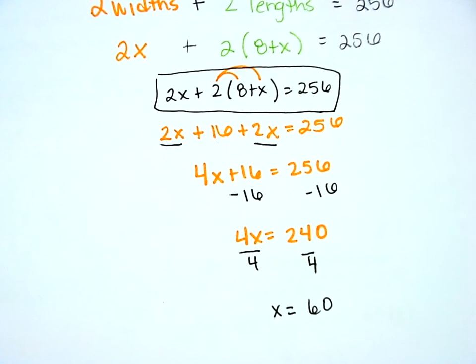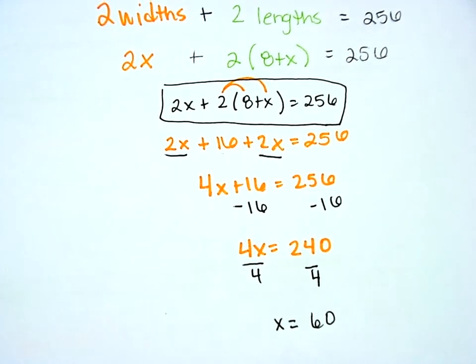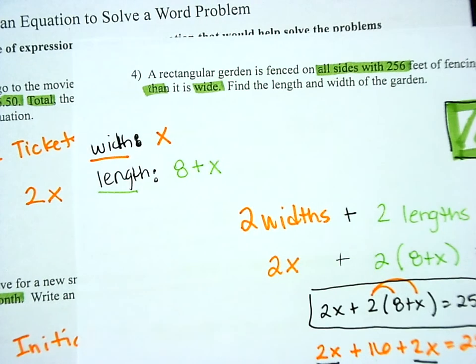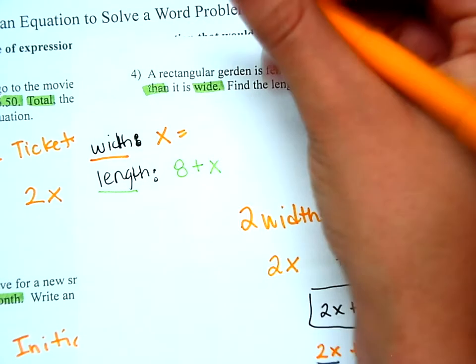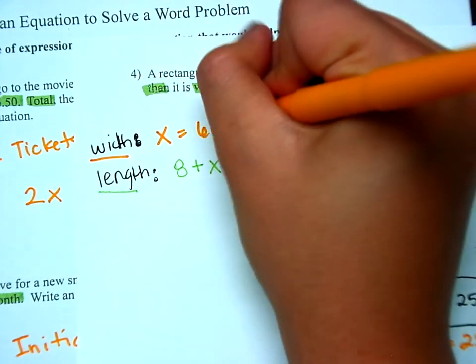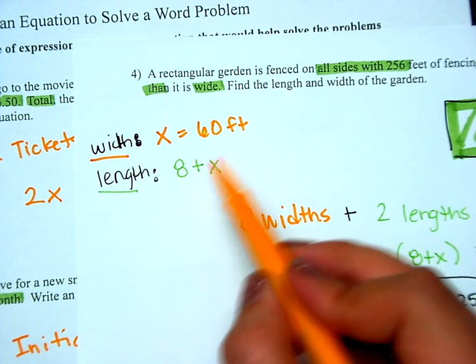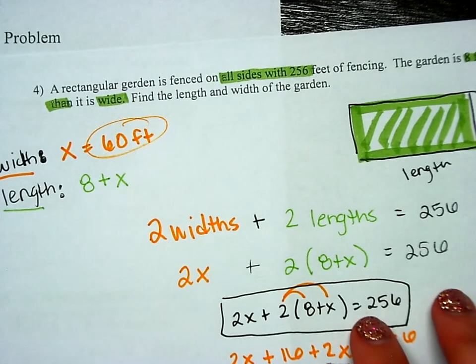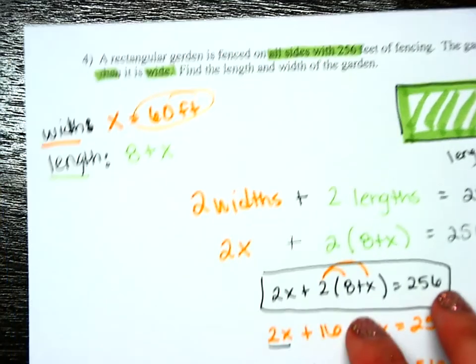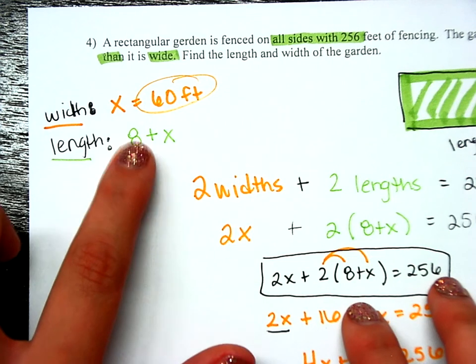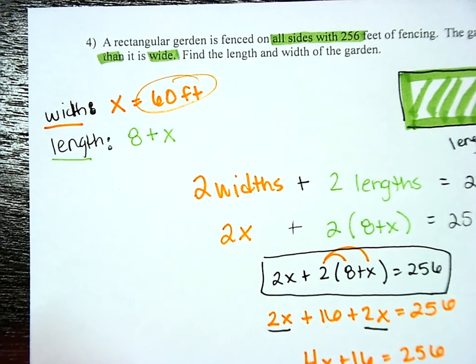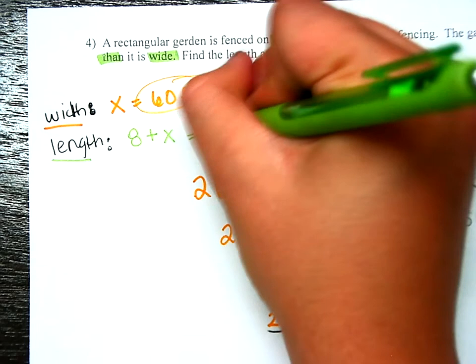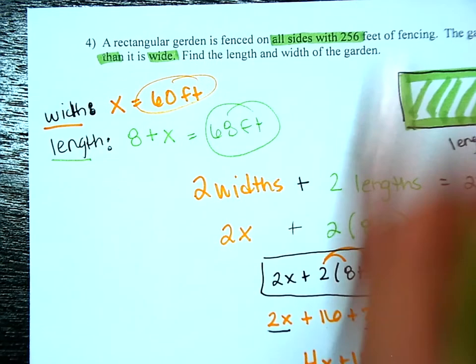And then don't forget, I'm not quite done. That is my width, so I'm going to come up here and write that answer. I know my width is 60. We were talking about feet, so I'm going to write feet. So that's one answer. And then let me move this paper out of the way. We've got our length that we need to figure out. Well, this one's really simple. It's just 8 longer than the width. If the width is 60, then the length is 68. 68 feet. So now I have my length and my width.